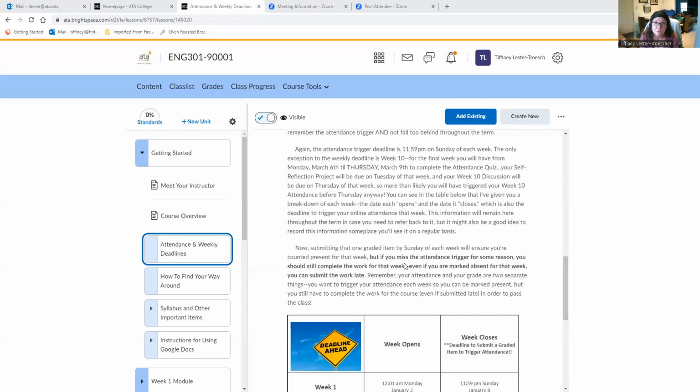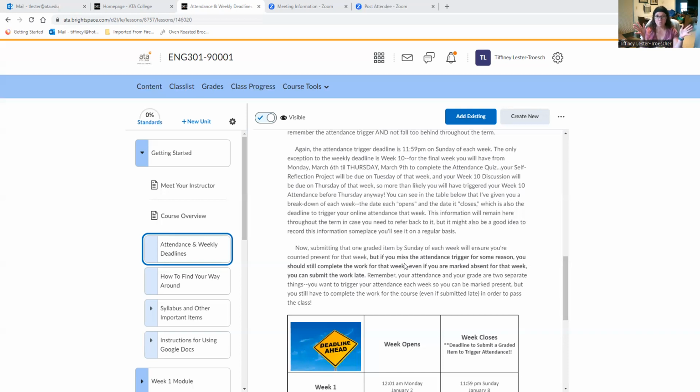So if there happens to be a week where you cannot get any of the work done, still do the work, even if it's late. Even if something happens and you aren't even able to trigger your attendance for a week and you get marked absent, still do the work. Even if it's late, you go back and take that attendance quiz and then you go through the lessons and you complete the assignments, right?